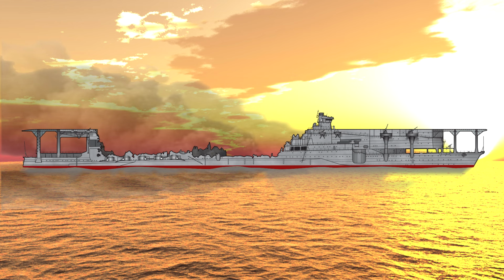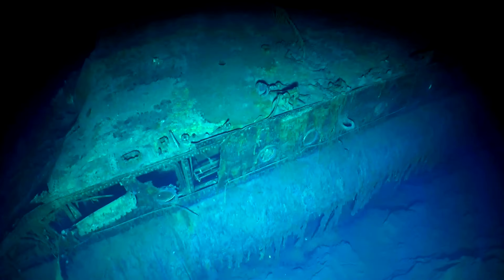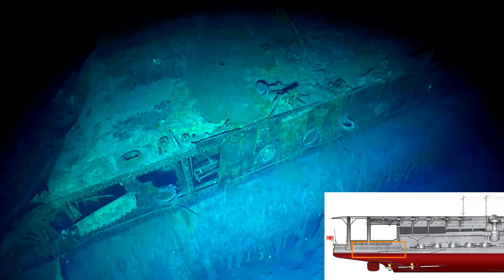But pretty much everything in the aft portion of the ship is gone, right down to the level of that armored deck. So what we're looking at right now in this piece of footage, we're down here someplace. We can see that tumble home because of her armor belt. But I think we're in this section looking at some of these portholes and where her casemate guns would have been.